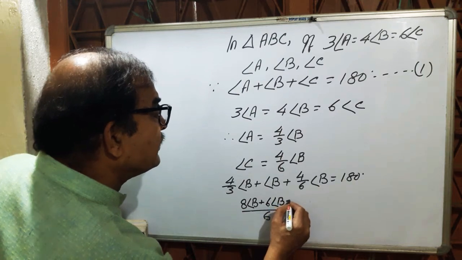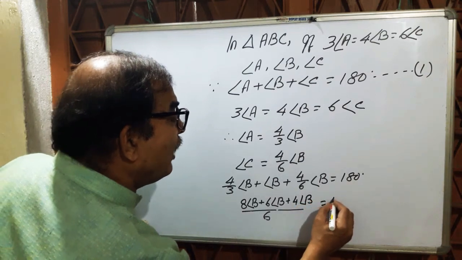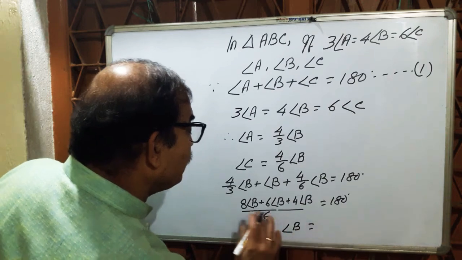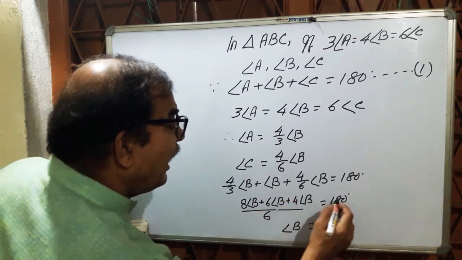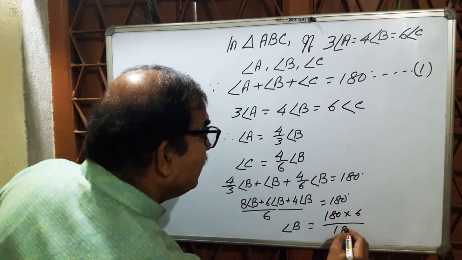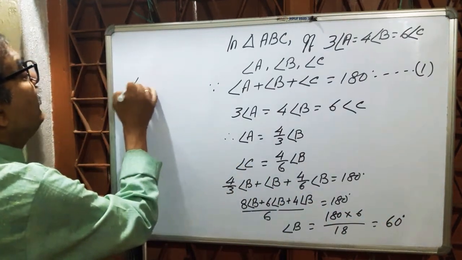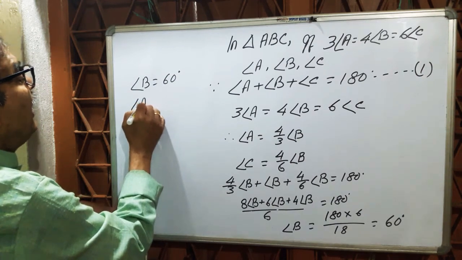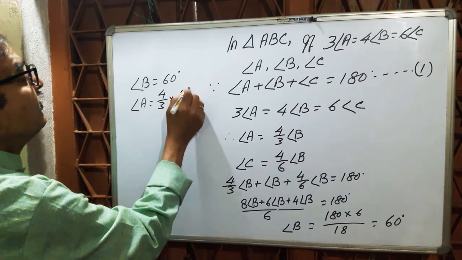This is 8 angle B, and this is 6 angle B, and this is 4 angle B, and this is 180 degree. Now see, angle B equal to 8 plus 6, 14 plus 4, 18, and 180 degree into 6 by 18. That means 60 degree. Therefore, when angle B equal to 60 degree, angle A equal to 4 by 3 into 60 degree, that is 80 degree.